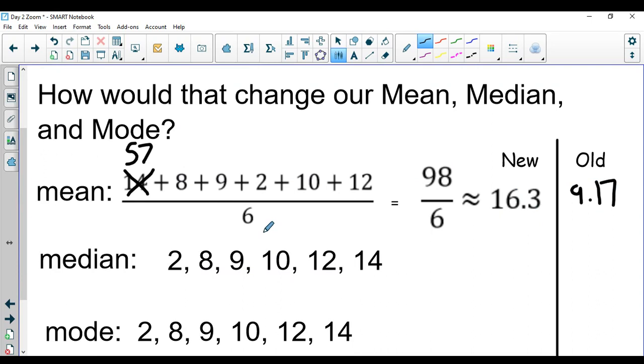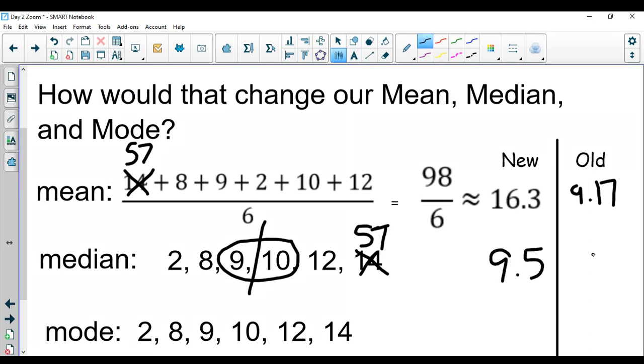Okay, the median. So we're going to find the median the same way. Now remember, this data point right here, we replaced with 57. Okay, does that change our median? Well, we still have our 6 numbers. That's still the halfway point. Our median is still halfway between 9 and 10. So our new median is 9.5. And our old median was 9.5. So there's no change in the median.